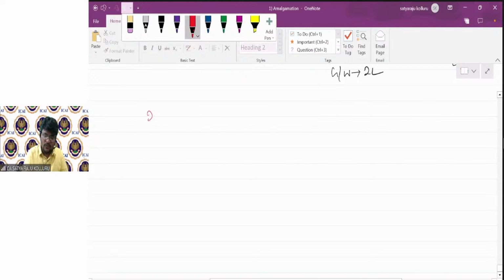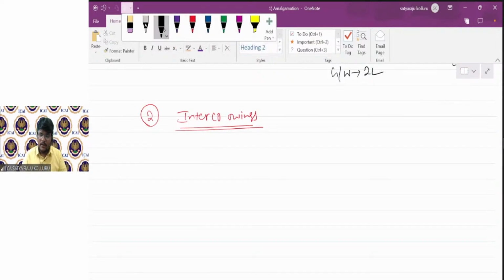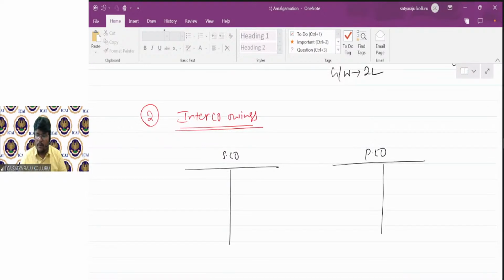The second special issue is related to intercompany owings. So what are intercompany owings? Sir, this is the selling company, let us assume. This is the purchasing company. The purchasing company usually sells goods to the selling company. This is not by virtue of amalgamation. Before amalgamation itself, there is some seller-buyer relationship between the purchasing company and the selling company.